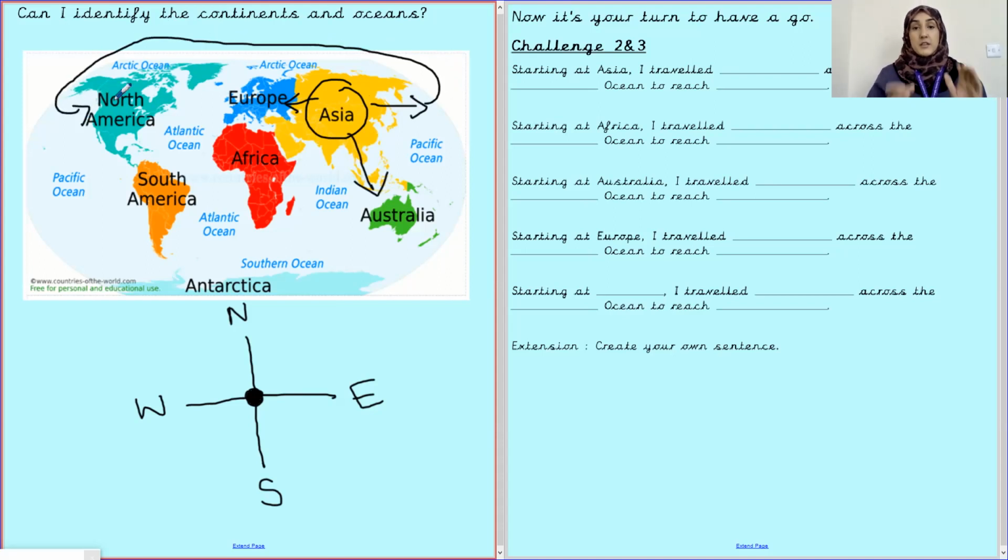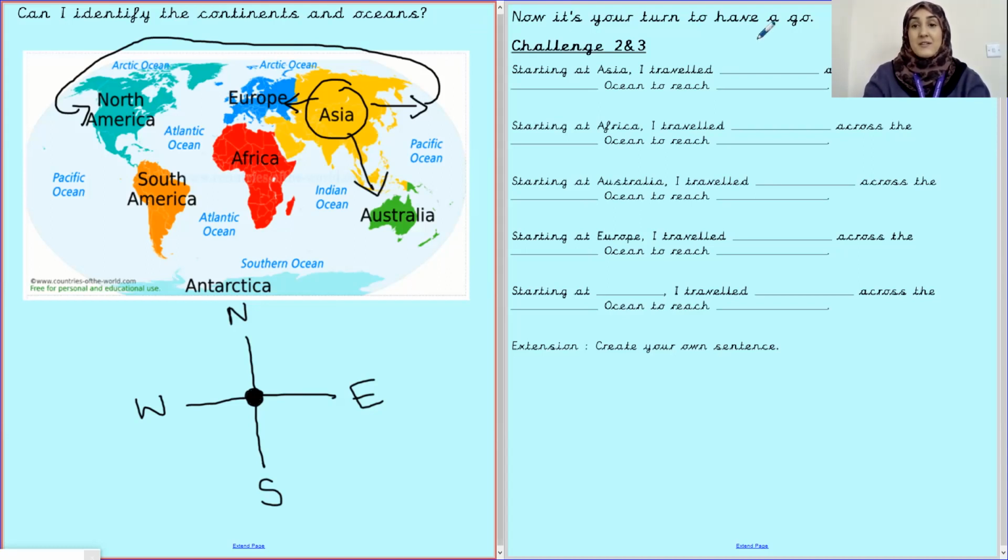Okay, so remember the planet Earth is a sphere, so it's a globe. It goes all the way around. We are just seeing a flat picture. So complete all of these, and that will be the end of your challenge 2 and 3 children. The extension is create your own sentences. So it could be starting at Antarctica, travel south across the Arctic Ocean to get to Europe. It might be that one.